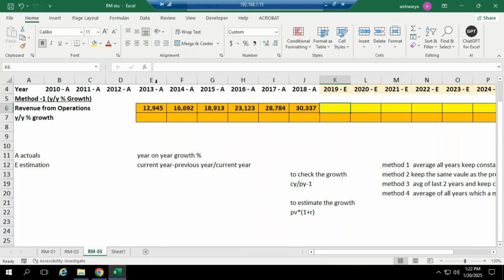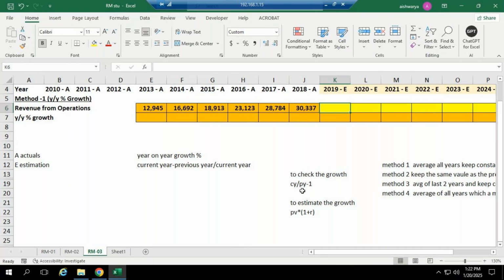The situation is that for the first 5 years they have given you the data, that means the actual sales. The next 5 years you have to find out the sales. That is called E. E stands for estimation, and A stands for actual sales. In this estimated sales, you have to find out how much sales may happen from 2019 to 24. So how to calculate this?